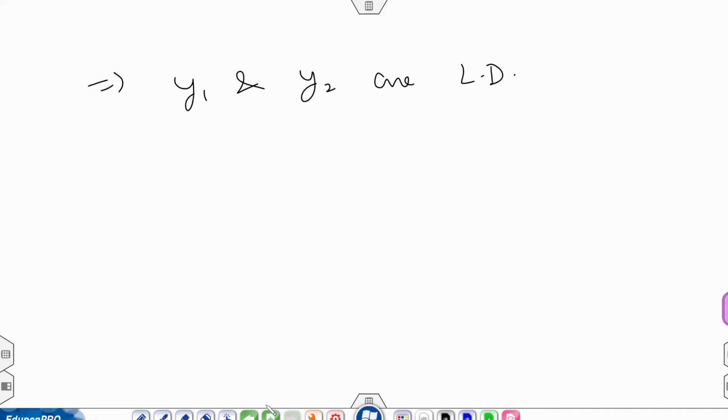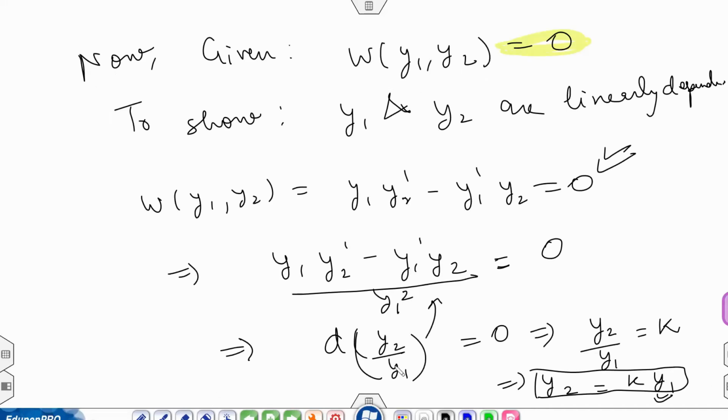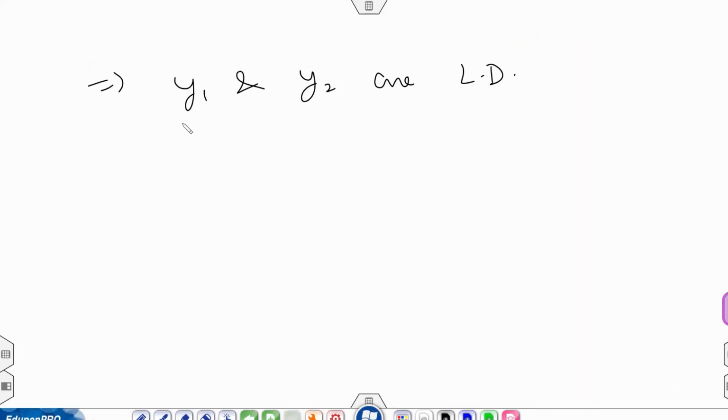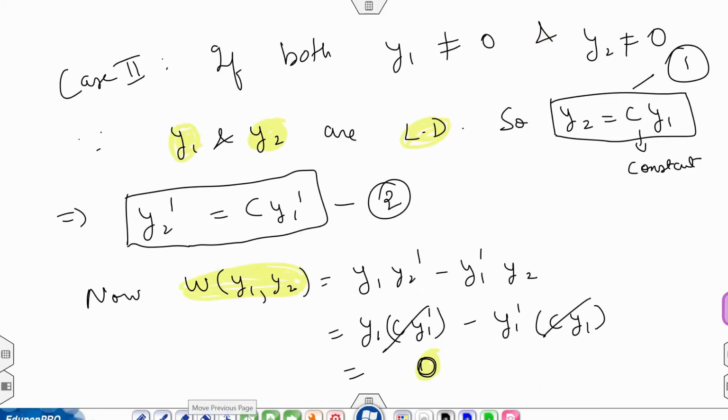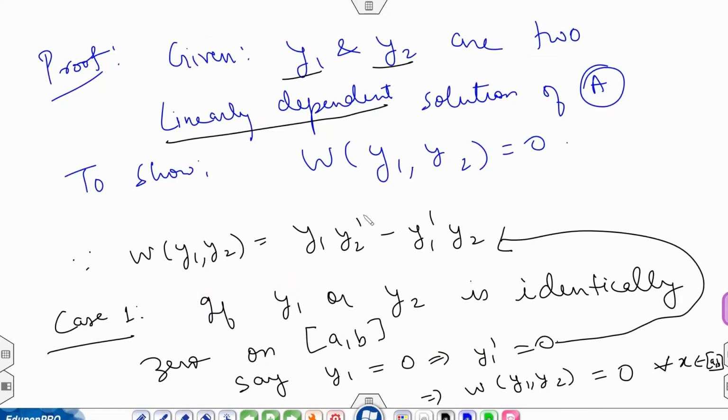And this will hold for every x belonging to the closed interval [a, b]. So now you have seen that this holds true from two sides. That is, you have shown that if these are dependent, then the Wronskian is 0, and if the Wronskian is 0, these both are linearly dependent.